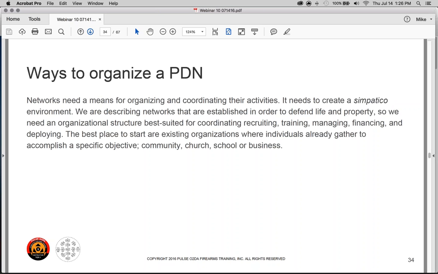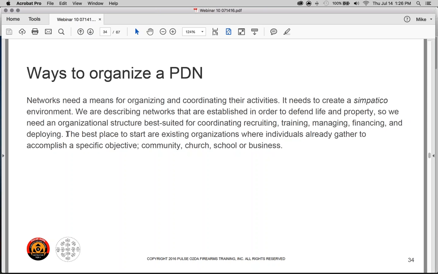So let's talk about how we organize a private defense network. Networks need a means for organizing and coordinating their activities. It needs to create a simpatico environment. Once again, simpatico equals same wavelength. We are describing networks that are established in order to defend life and property. So we need an organizational structure best suited for coordinating, recruiting, training, managing, financing, and deploying.